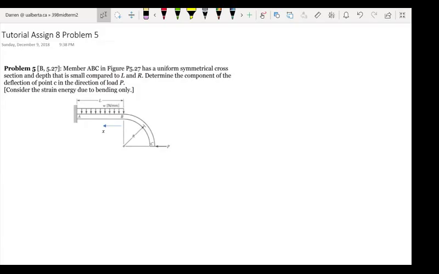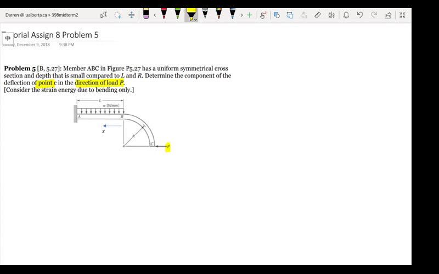Hey guys, today I'm going to talk about assignment 8, problem 5. So this problem is a Castigliano problem. The problem is asking you to find the deflection at point C in the direction of load P, which is here.